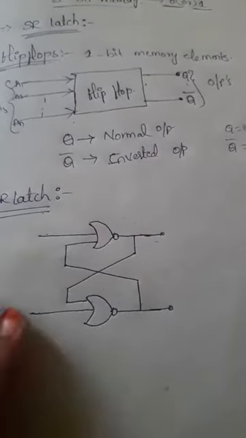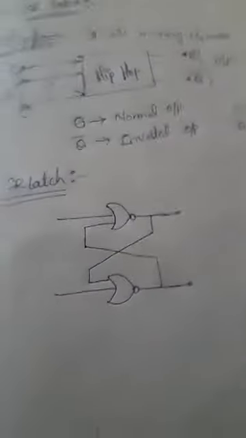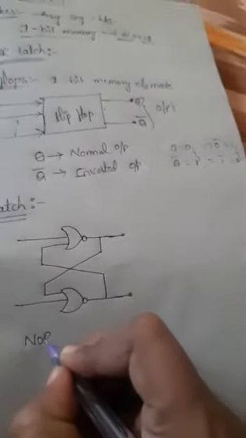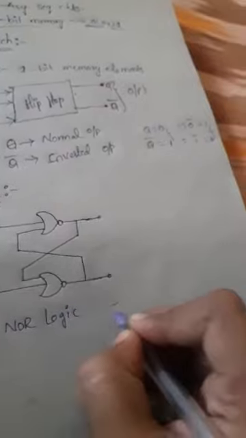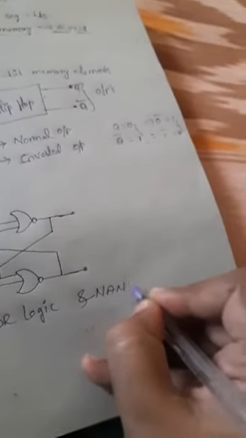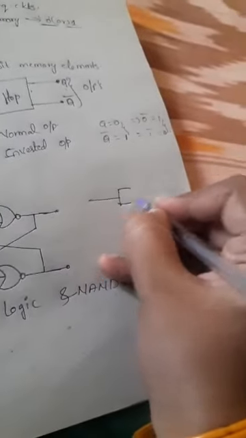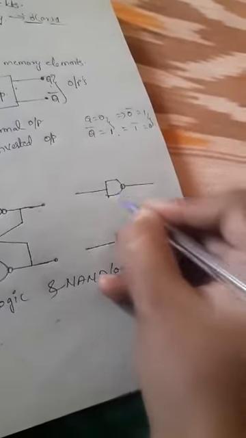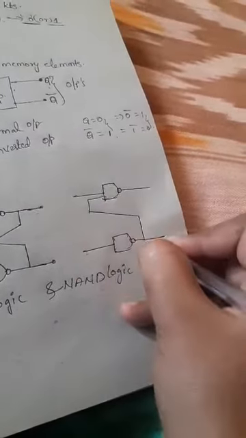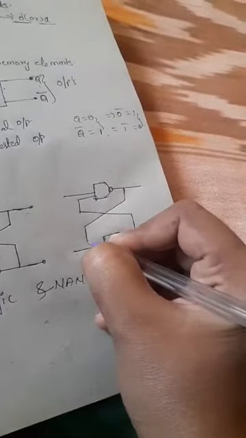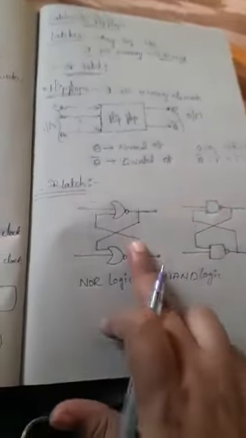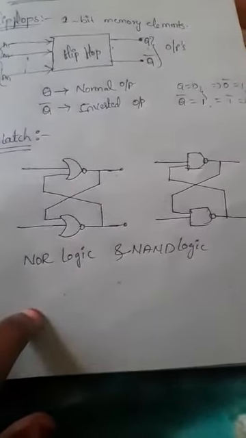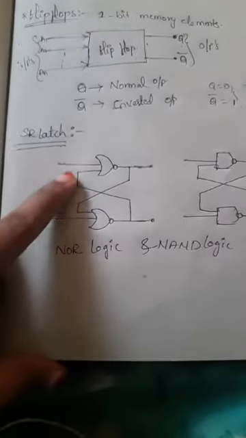Actually, the SR latch circuit we can design by using NOR logic, and we can design it by NAND logic also. NAND logic is nothing but like this. That means the SR latch can be implemented with the help of two gates, one is a NAND gate and another one is a NOR gate. So first of all we need to see here the SR latch by using NOR logic.